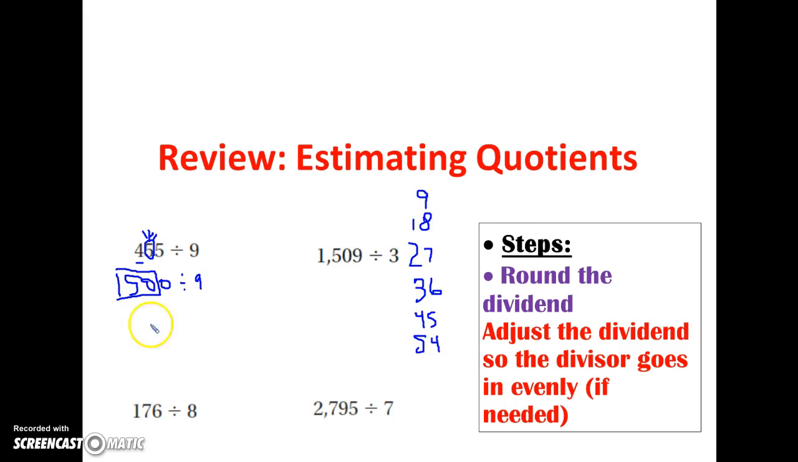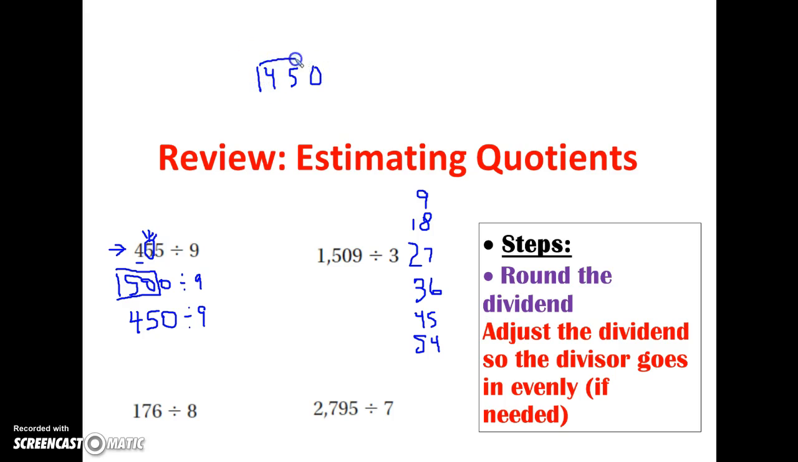So which one of these numbers is closest to 50? I would say either 45 or 54. And I'm going to go with 45 because that's pretty close to my original number. So I'm going to change this to 45. And then the 0 stays the same. So now I have 450 divided by 9. Now this is much easier to divide. If I know my 9's facts, I can do this in my head.